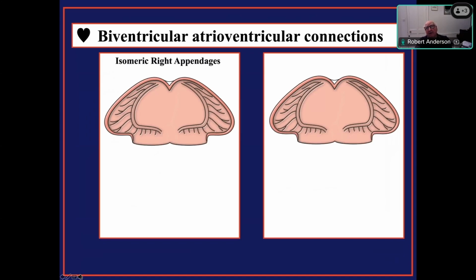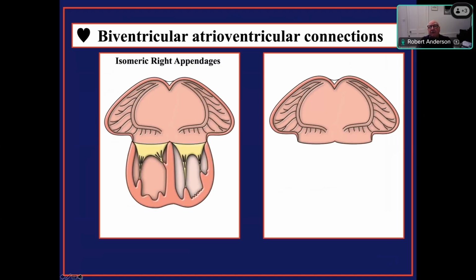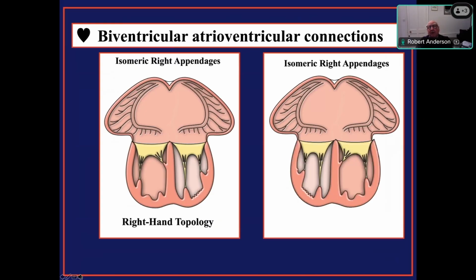And you'll see that is also what you see to your right hand. So why am I showing it to you twice? Because if we take the heart with isomeric right appendages and we attach that to a ventricular mass that has right-handed topology, or if we attach it to a mass that has left-handed topology, half of the heart is going to be concordant and the other half is going to be discordant in both instances.